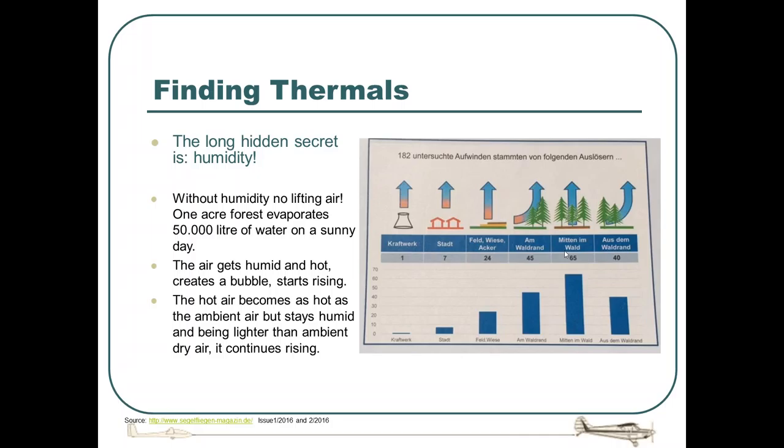And look what happens. Thermals picked up on the edge of a forest: 45 out of those 182 thermals were found over the edge of the forest. In the middle of the forest, they were finding 65 of the 182, and on the far side, 40. This shows a very interesting trend that there is, yes, very good lift over forests, which we did not think was the case. I was definitely not taught that.